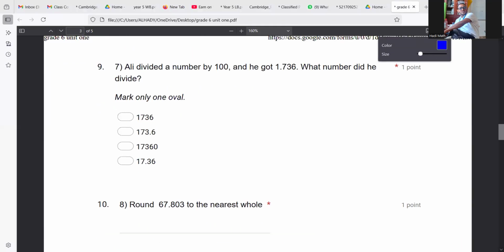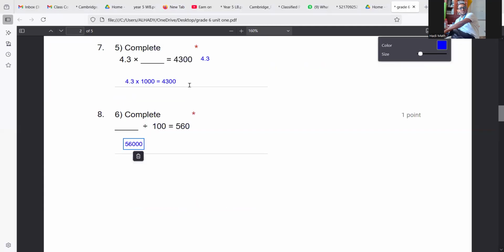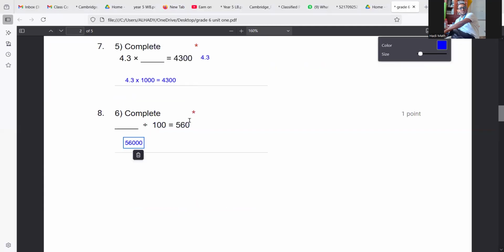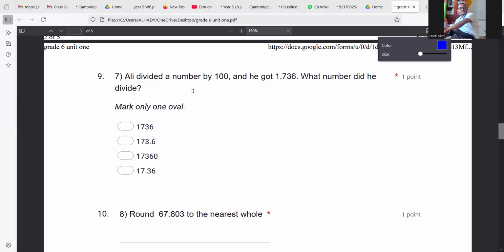Go here, we said Ali divided a number by 100 and he got 1.736. What number did he divide? Okay, we have a missing number. We divided by what? By 100. When we divide by 100, we cancel 2 zeros, or we put the decimal point after 2 zeros.